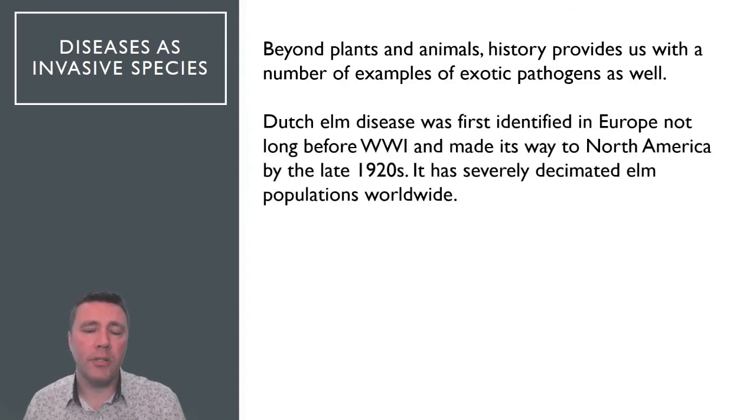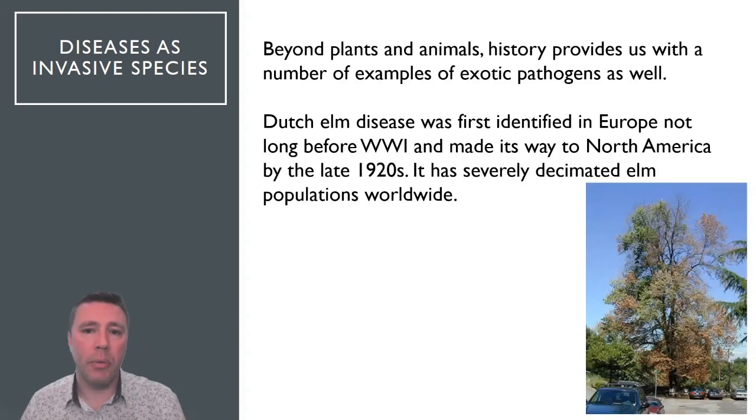The first one is called Dutch elm disease. Dutch elm disease is a disease caused by a fungus that infects elm trees. It was first identified just before World War II in Europe, and because of transportation, made its way to North America by the end of the 1920s. Since the 1980s and 90s, it has successfully traveled pretty much around the globe and has decimated elm tree populations.